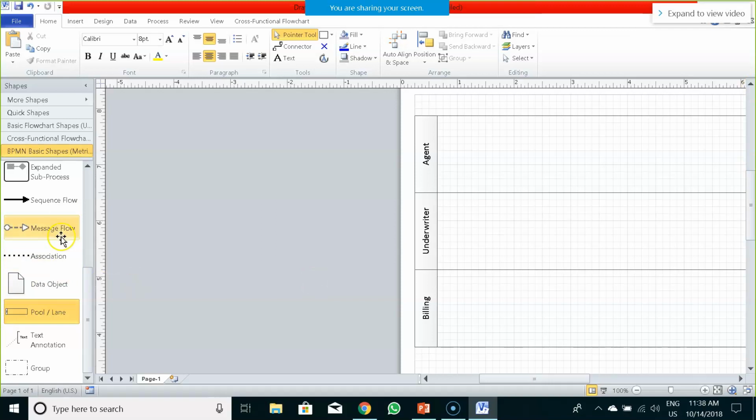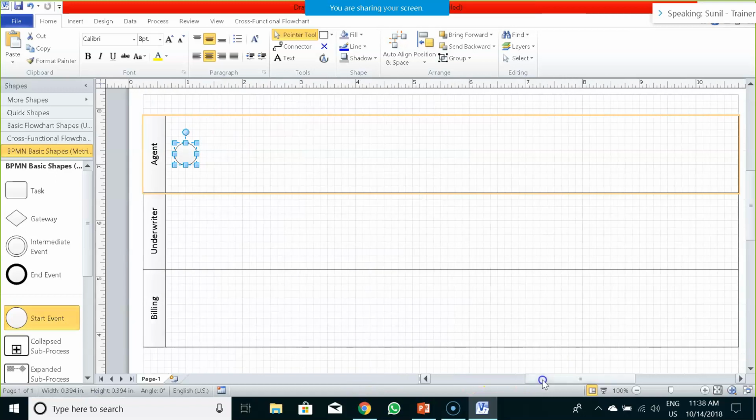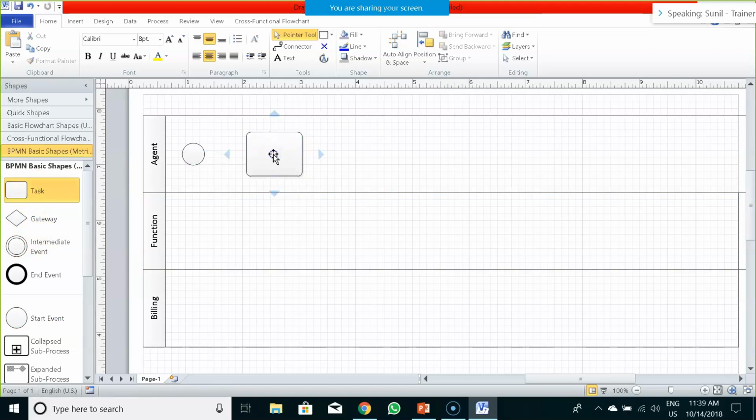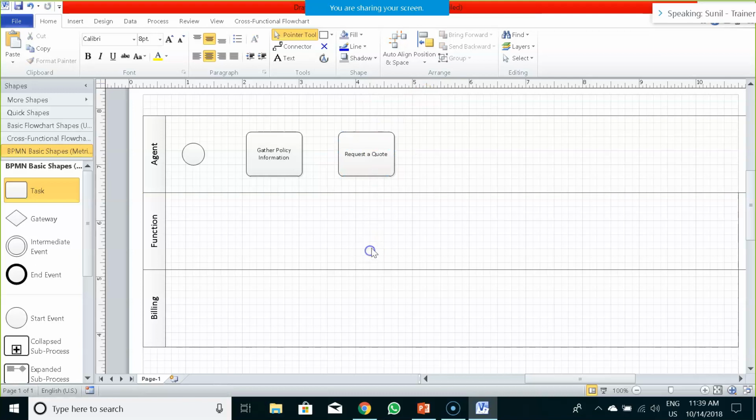So the agent would always start the process by supplying policy information. After gathering the policy information, it would request a quote. I'm showing it at a very high level, you can detail it out.